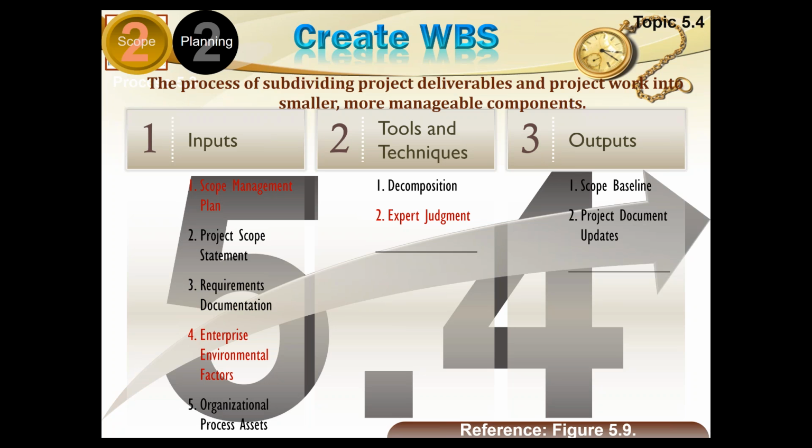So all this along with the scope statement forms part of the scope baseline. So the output shown here is scope baseline, but if you read the details of the scope baseline, you will know that this includes three things. Number one, scope statement. Number two, WBS. Number three, WBS dictionary. And any project documents could be updated due to it.